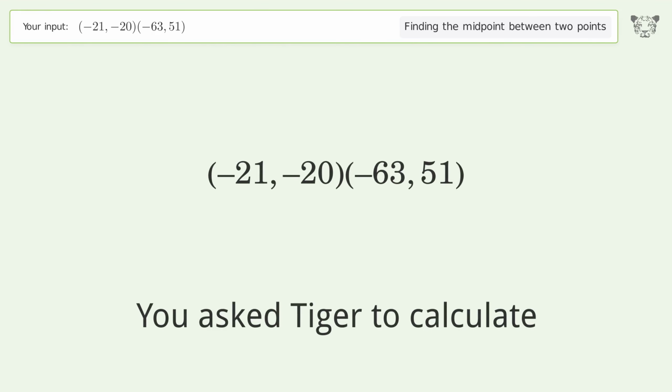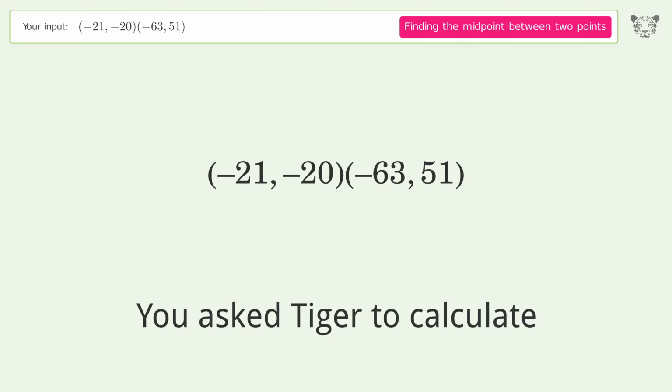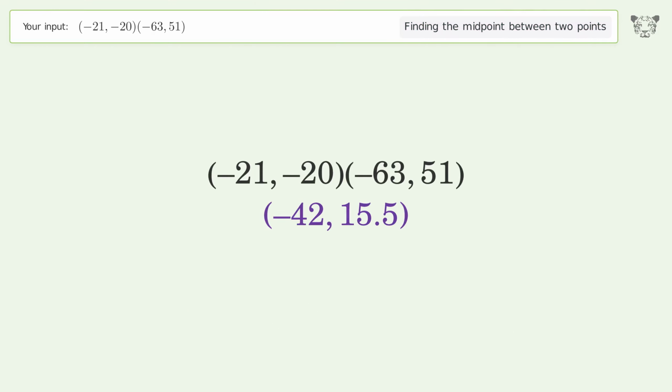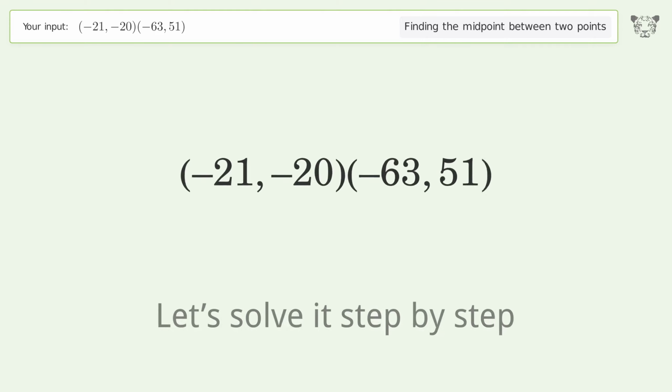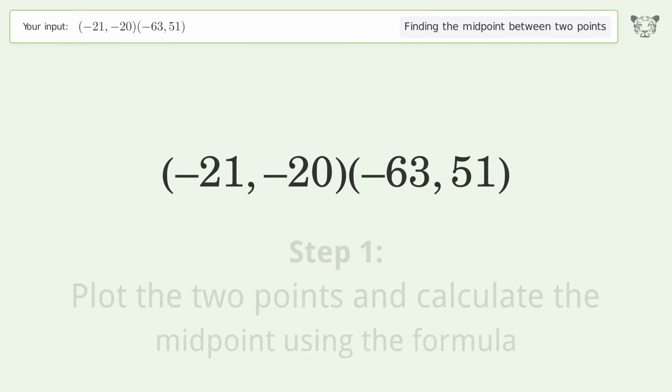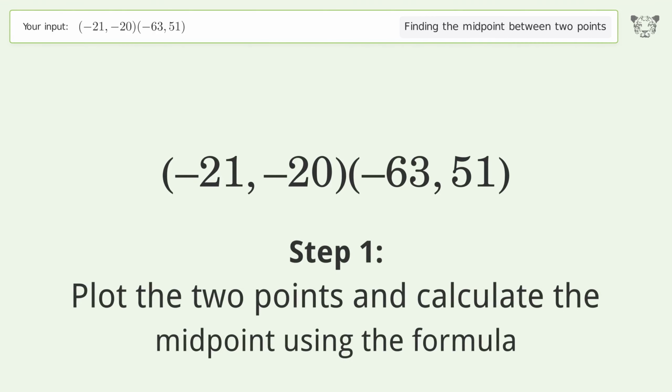You ask Tiger to calculate. This deals with finding the midpoint between 2 points. The midpoint between the 2 points is -42, 15.5. Let's solve it step by step. Plot the 2 points and calculate the midpoint using the formula.